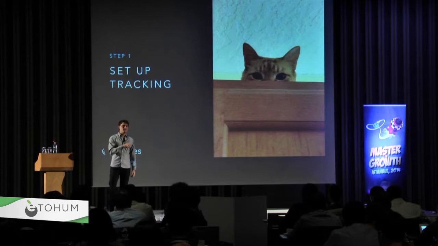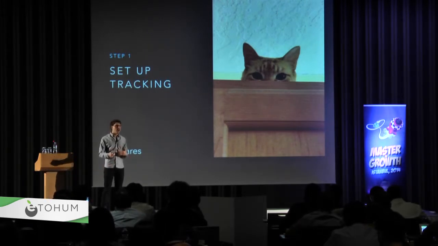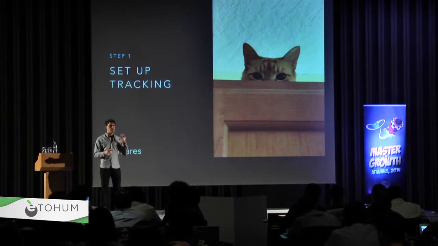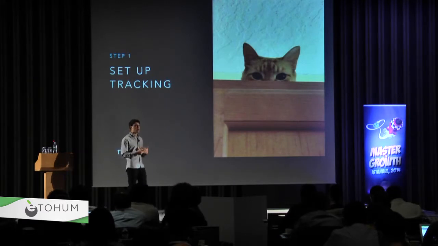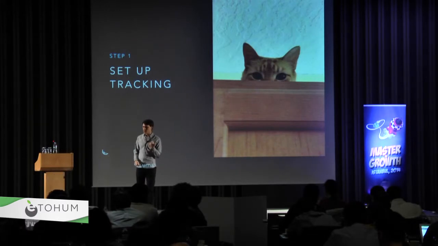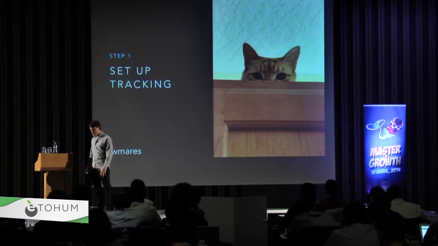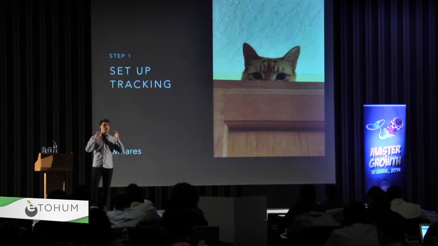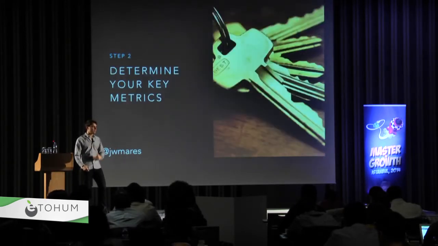Step 1, set up tracking. I know Matt gave a talk earlier around tracking and Mixpanel and stuff. Do it. You cannot have any idea what's going on in your application if you're not tracking it. I highly recommend using something like Keen.io or Mixpanel, Kissmetrics, just to see, okay, of the users that sign up, where are they dropping off in the funnel? What are their next steps?